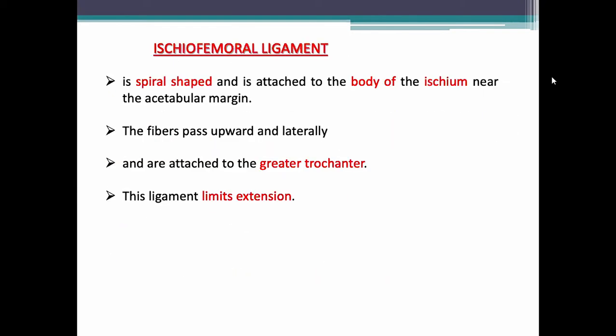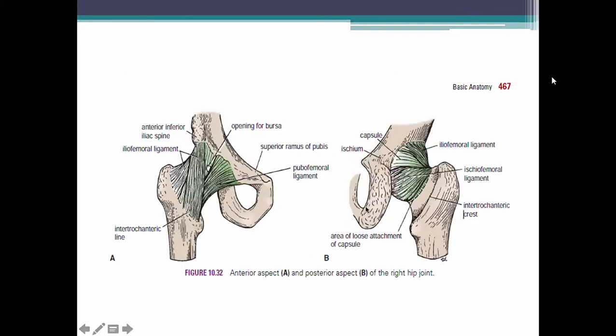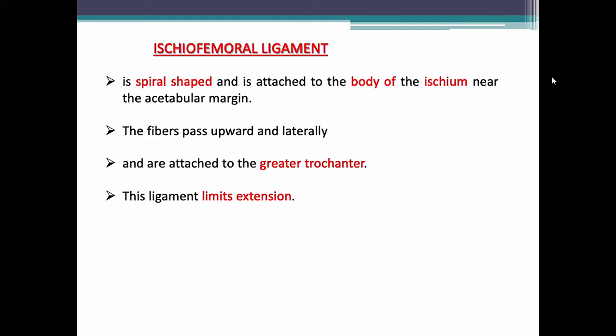The third ligament is the ischiofemoral ligament, a spiral-shaped ligament from the body of the ischium to the greater trochanter. It is attached to the body of the ischium near the acetabular margin, and the fibers are attached to the greater trochanter. This ligament limits extension.